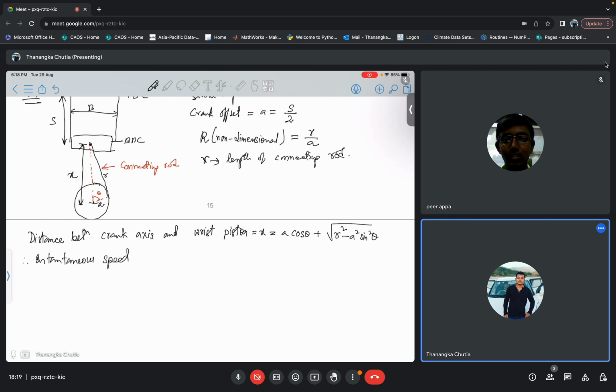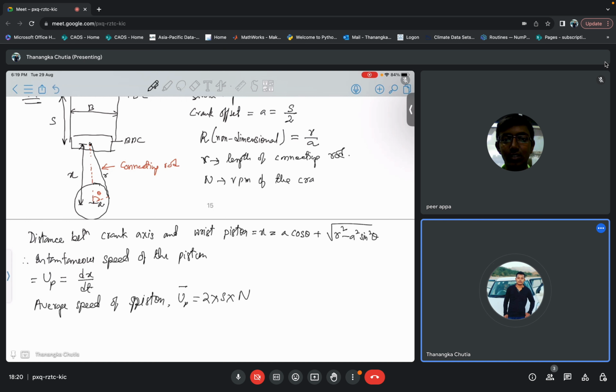Okay, so from here then what we can calculate is the instantaneous speed of the piston. At any instant you have the instantaneous distance, so the instantaneous speed of the piston, if I denote this as UP, will be equal to dx by dt. Again, the average speed of the piston, UP bar, is equal to 2 times stroke length times number of revolutions, so this is your RPM of the crank.